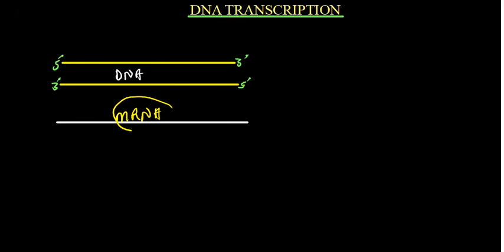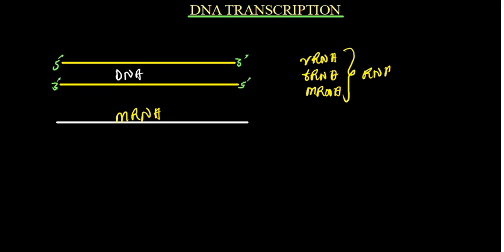Before I get into the details here, we know that we have three different types of RNA. We have ribosomal RNA, transfer RNA, and messenger RNA. All of these are the three different types of RNA. Now, what you have to know is that all of these different types of RNA come from DNA.